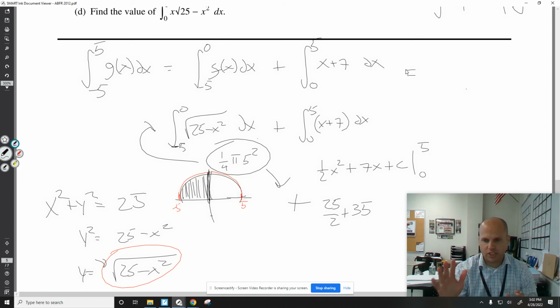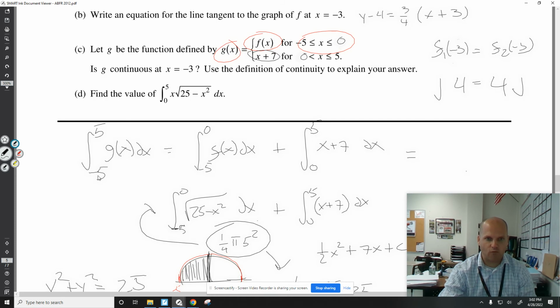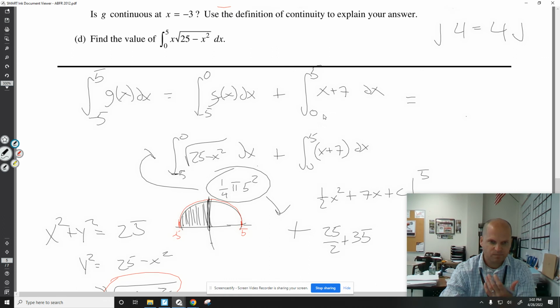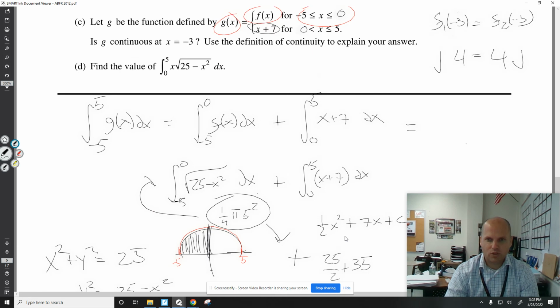So, but what's the key to this? Well, first of all, splitting it up, making sure if it's find the area from negative 5 to 5, you better go and say f is from negative 5 to 0, and then x plus 7 is from 0 to 5. I'm sorry, this is cruel, but you have to know that this is an equation of a circle, and then this would be a quarter circle. You don't have to simplify.